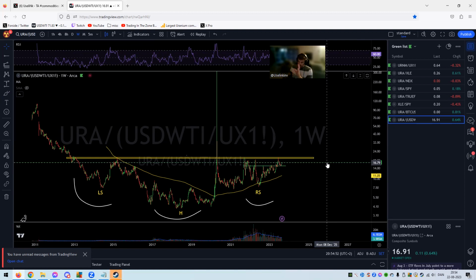I will not show the URA or the URNM because we cover them 2-3 times a week. I just want to show ratios, and overall, I think uranium is, some has broken out and some are just having some very constructive reversals or bullish patterns that are waiting for the breakout to the upside for that matter.